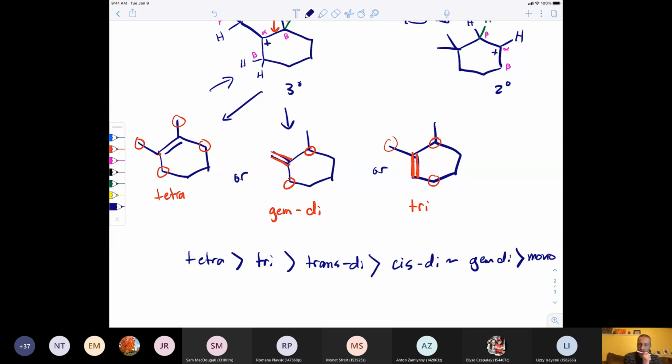Question, would tetra and gem be the biggest factor to decide which is better? Absolutely, yeah. So that's Zaitsev's rule. Whichever product is most substituted will be the one formed in greatest amount. So this one we would say is major. And what that actually means, maybe that's 80% and then all the other ones together add up to 20%. We don't know what those numbers are and nobody can predict those easily. We just know which one would be produced in the greatest amount.